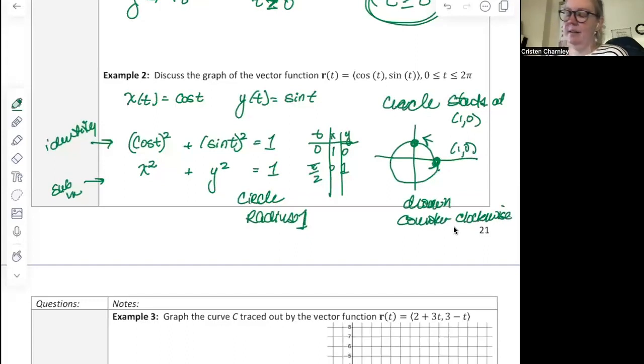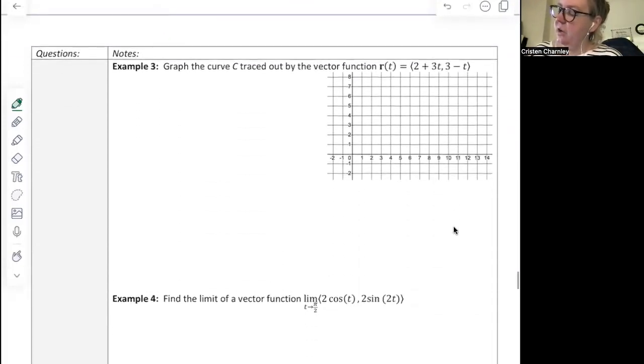All right, there you go. Discuss the graph of the vector function. All right, let's see what's going on in example 3. Graph the curve C traced out by the vector function that's given. So what are we going to do with this?